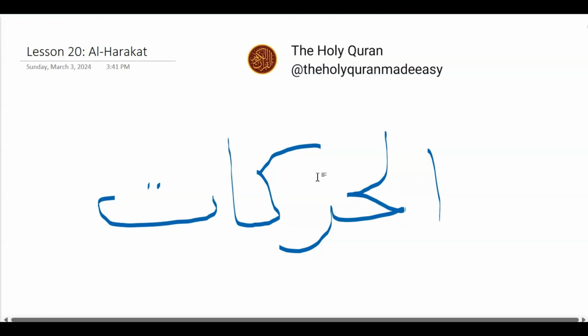Bismillah ar-Rahman ar-Rahim. Today we will talk about Al-Harakat, the Arabic diacritical marks. Remember in lesson 2, 4, and 6, we discussed a bit about these marks, Al-Harakat in the Arabic language. Today we will review and add more to it.